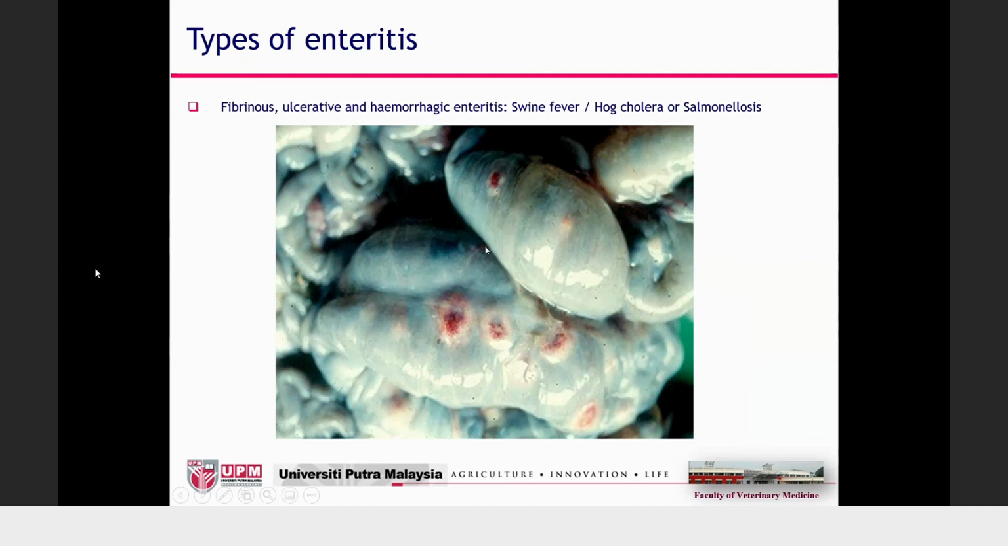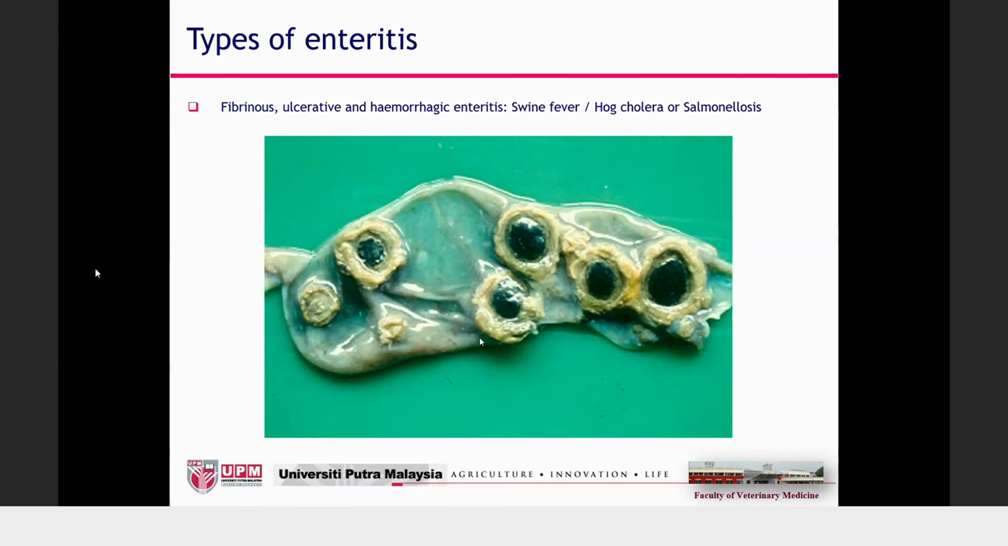We call this one a button ulcer. It's like a button when you open it, under the serosa, mucosa. Under this serosa surface, you see those rounded areas of ulceration. From this ulcer, they produce fibrin, and at the same time hemorrhage. This is what we call a button ulcer. Very typical pathologic lesion for hog cholera or swine fever. And also we call it salmonellosis.